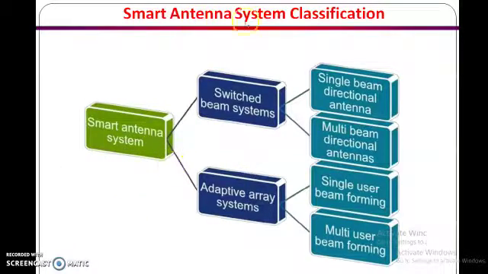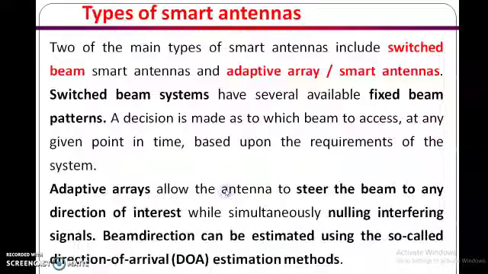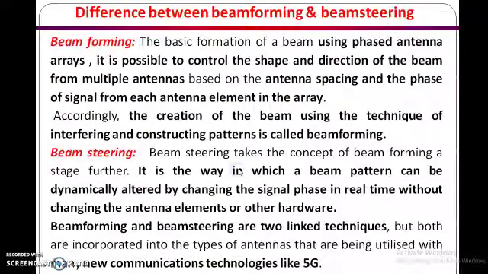Smart antenna classification is into the switched beam antenna and the adaptive array antenna. These have further types: single beam directional antenna, multi beam directional antenna, and single user and multi user beam forming. Basically, this adaptive array system is nothing but the smart antenna. The adaptive array allows us to steer the beam to the direction of interest while simultaneously nulling the interfering signal. Beam direction can be estimated using the direction of arrival algorithm, and this is possible by means of a DSP processor.